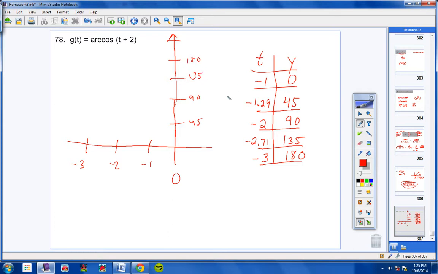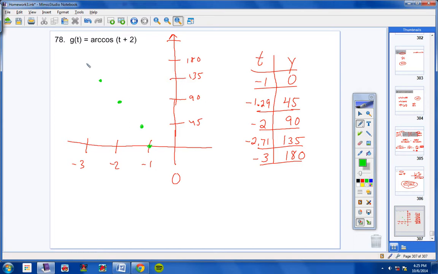And here we go. Our first ordered pair is negative 1, 0. So we'll plot this in green right here. And my next ordered pair is over negative 1.29, so about right here, and then up 45. My next ordered pair is negative 2, 90, so over 2, and then up 90, okay? My next ordered pair is negative 2.71, so about right here, and then up to 135, so about right here. And then my last ordered pair is negative 3, 180, so about up to here.